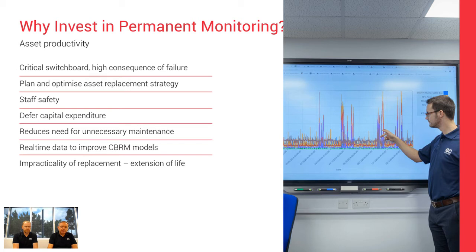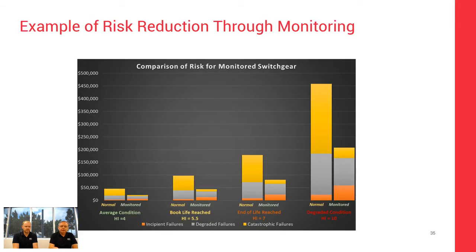So people are using all these different reasons for installing monitors, which is why more and more monitoring is going in nowadays. Just one example to show you the level of risk that can be reduced by putting a monitor on. This is one that we did for an industrial customer. We did an analysis of the benefit of the risk that they were running for a switchgear failure on a critical switchboard. And what we've got is 3 classifications of failure here.